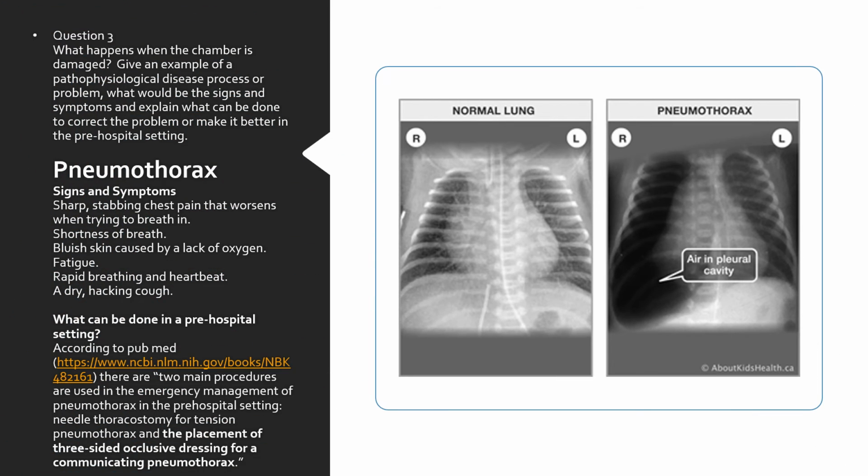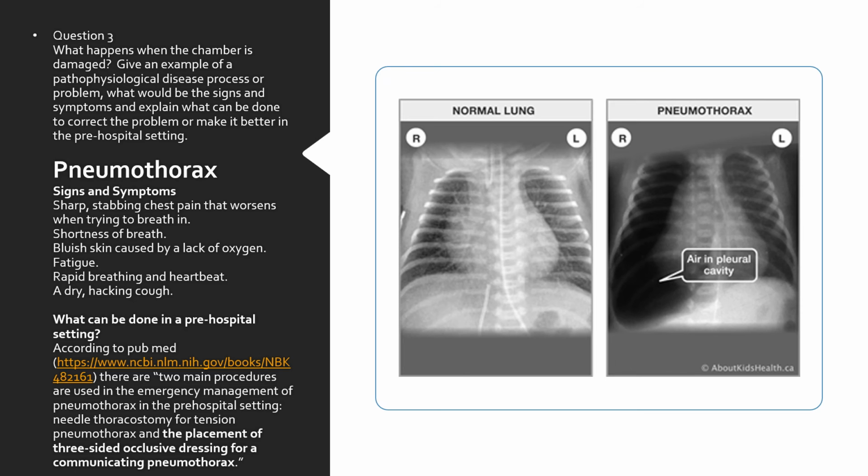All right, and then for question number 3, I found an image of a pneumothorax set next to an image of a normal lung, so you can see the extra air there in the pleural cavity. So for question number 3 then, what happens when the chamber is damaged? Give an example of a pathophysiological disease process, what the signs and symptoms, and what we could do to make it better pre-hospitally, or at least help pre-hospitally.